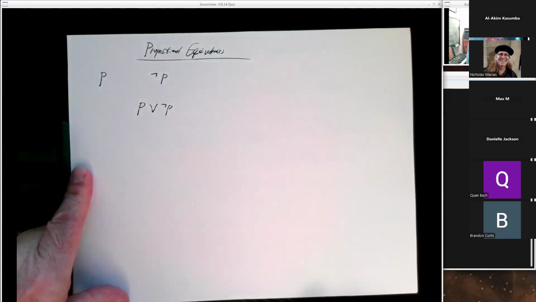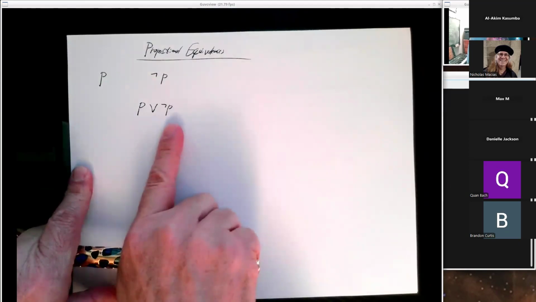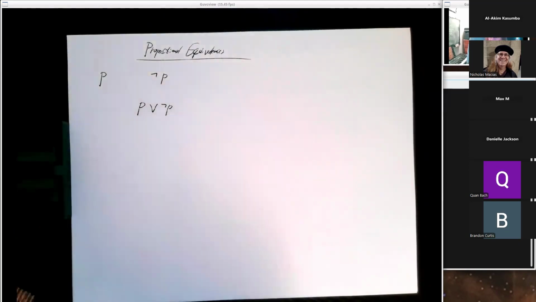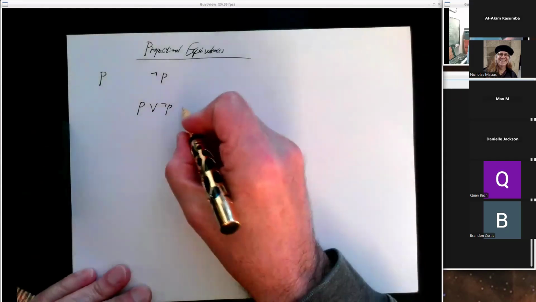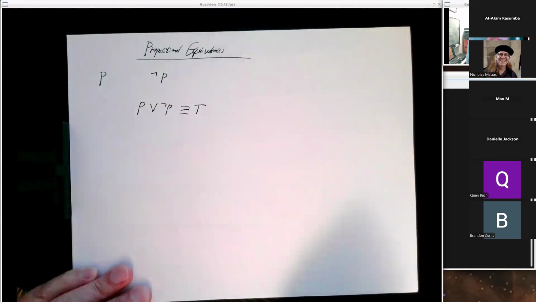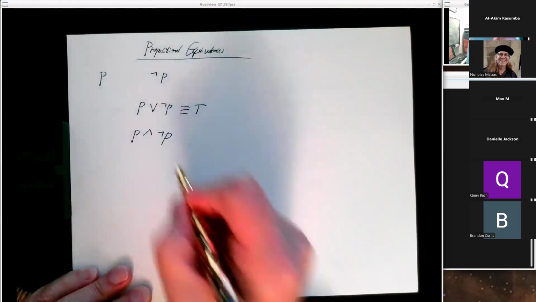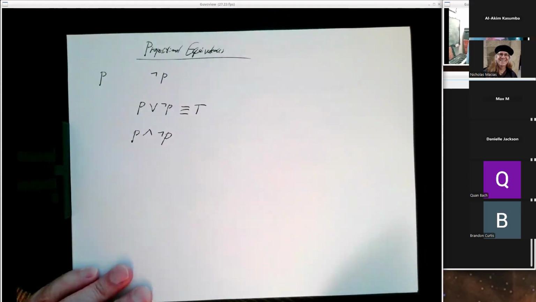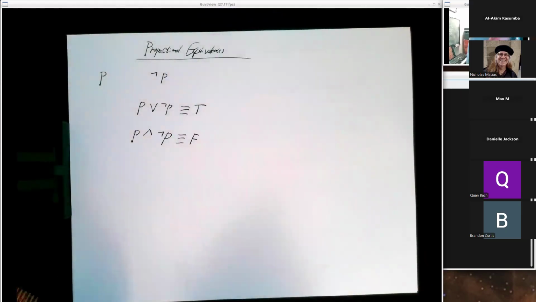I mean, if P is a proposition, my name is Nick, or my name is not Nick. That feels like it's always true. Turns out, no matter what the value of the proposition P is, this statement is always true. So we could say this is logically equivalent to true. And P and not P, that's going to turn out to be logically equivalent to false.